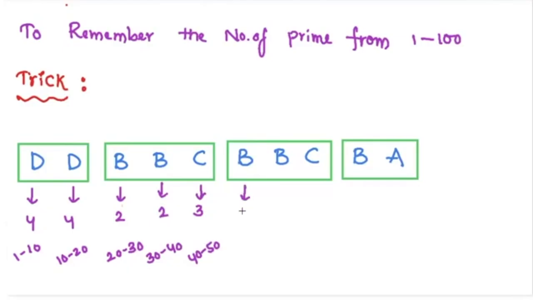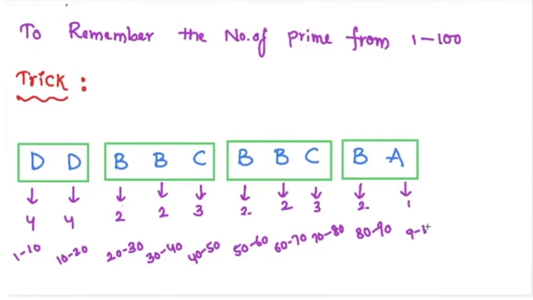And this B indicates 2, so from 50 to 60 there are 2 prime numbers, and again this B indicates 2, from 60 to 70 there are again 2 prime numbers. C indicates 3, from 70 to 80 there are 3 prime numbers, and B indicates 2, from 80 to 90 there are 2 prime numbers, and A indicates 1, from 90 to 100 there is only 1 prime number.